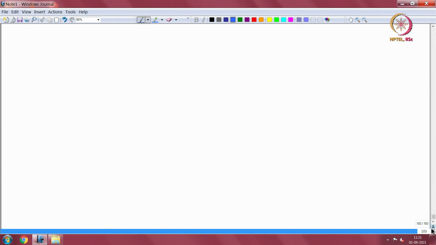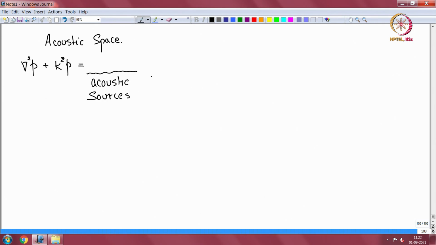Okay. So now let us look at the acoustic space. So the equation is del square P plus k square P is equal to, there will be a component coming from acoustic sources, okay, sources. There will be a component coming from plate deformation, and therefore a volume velocity from there.